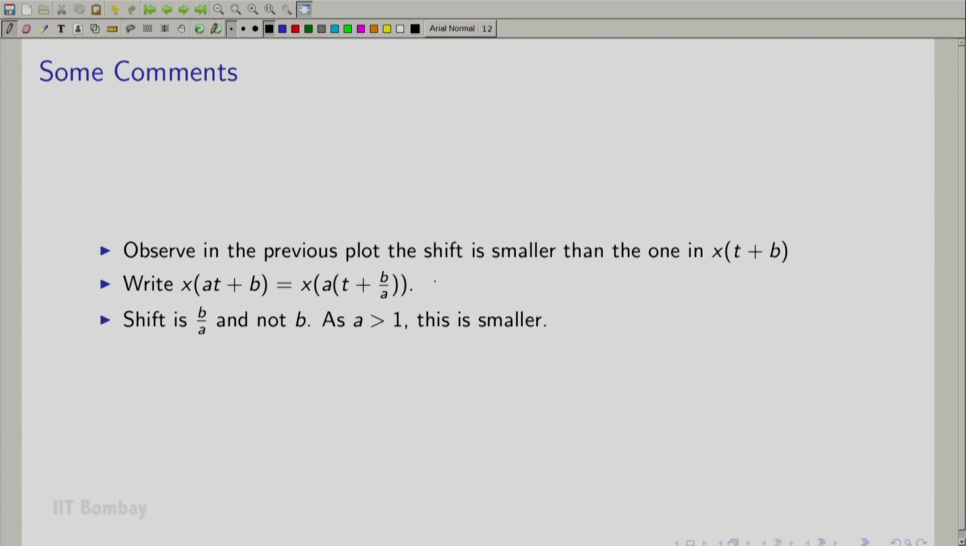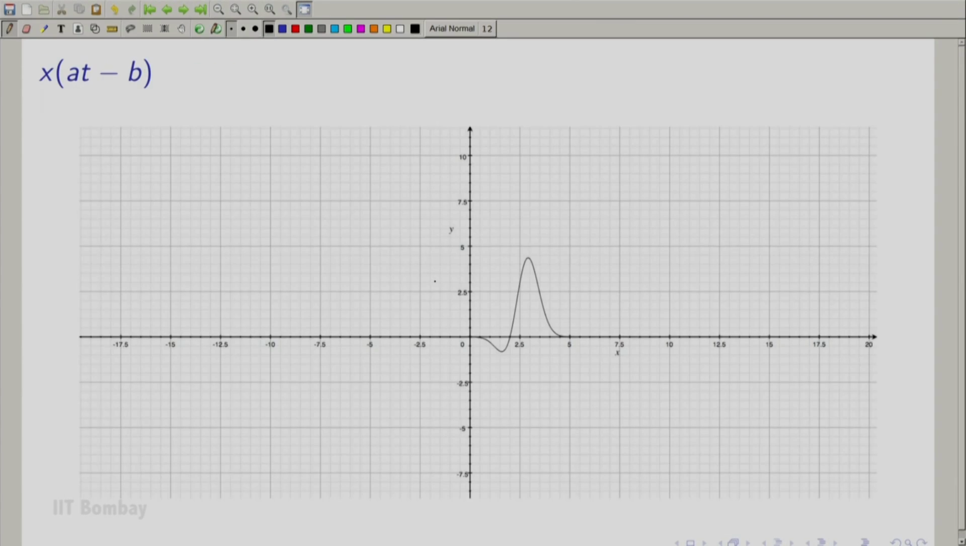We explain that by writing x of a t plus b as x of a into t plus b by a. So a is non-zero and a is greater than 1. As a is greater than 1, b by a will be smaller than b, and the shift observed will be b by a and not b. As a result, the shift observed in this graph is lesser as compared to the shift observed in the previous graph. So this is the graph for x of a t minus b. Again the shift is smaller and it is to the right and not to the left.